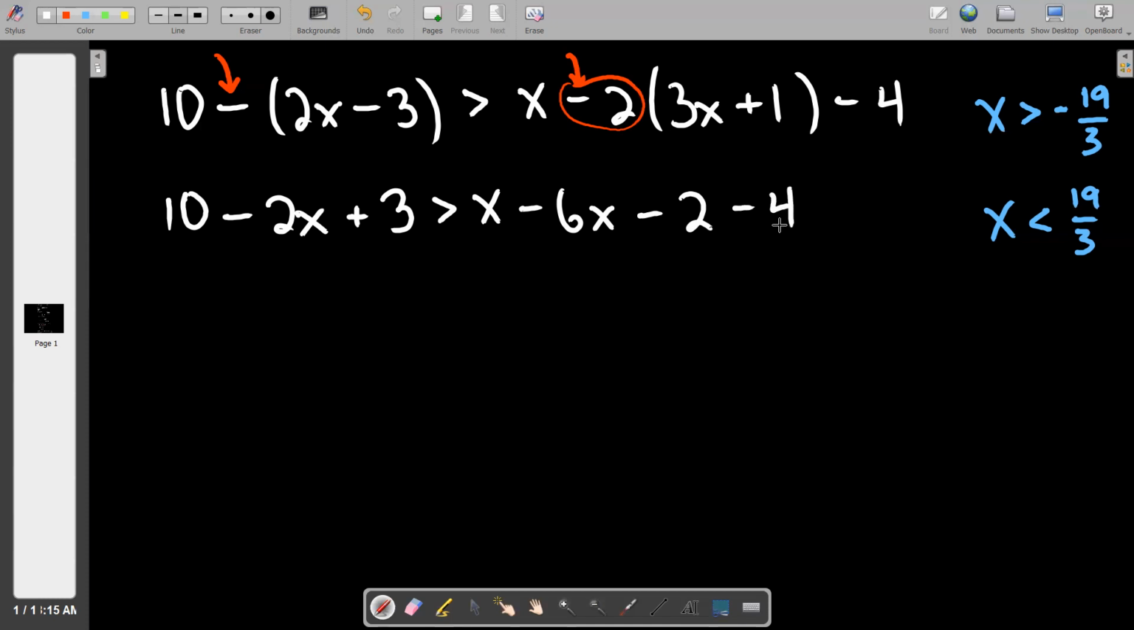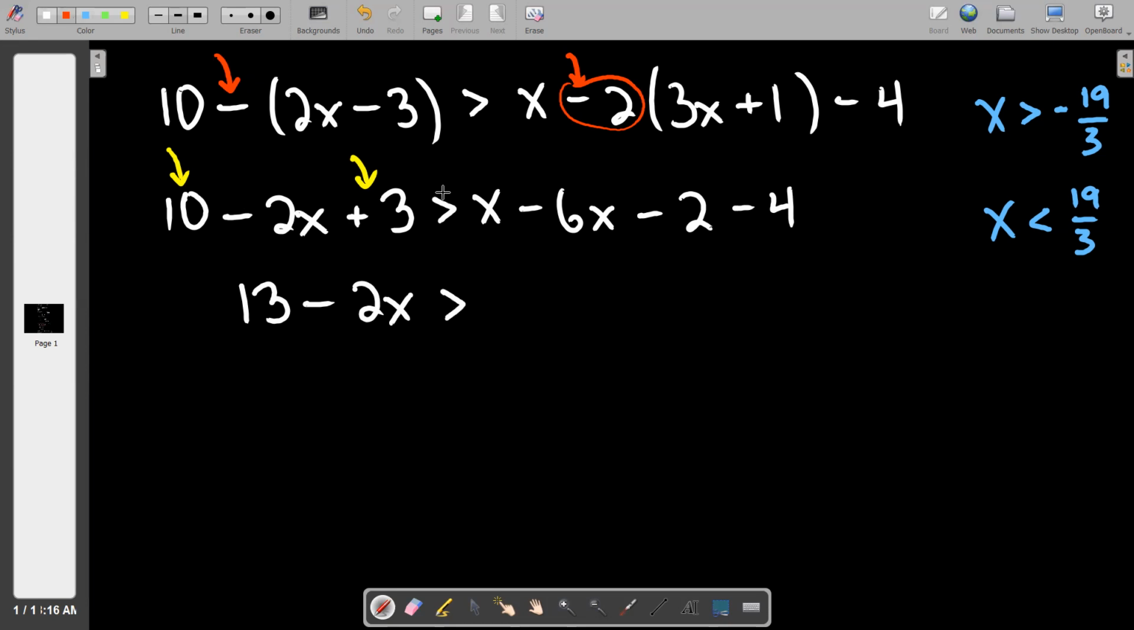I'm not a betting man, but if I had to bet and someone got it wrong, it usually happens right there in one of those two negative multiplying spots. So if you made it this far and didn't get the right answer, then something else goofy happened. I'm not going to move x's across yet. I'm just going to clean this up. On the left side, I have a 10 and a 3, both positive, and when I add them, they make 13. Then I'll copy down my x, my minus 2x.